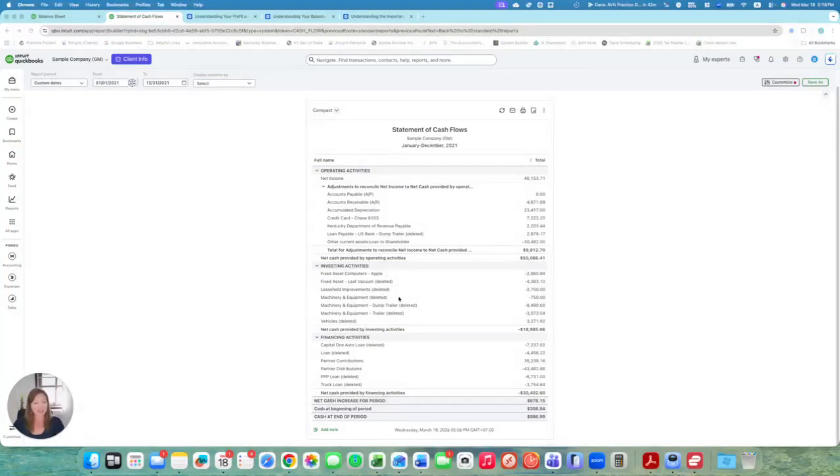I had to go back and insert this. I forgot to mention assets. So also assets will be reflected here. If you purchased any assets during that period, that wouldn't be on your profit and loss. So the amount of money that you paid for that asset will also be reflected on your statement of cash flows as well.